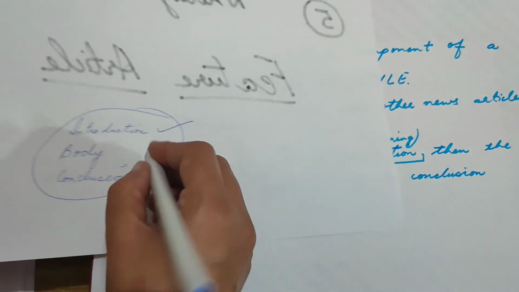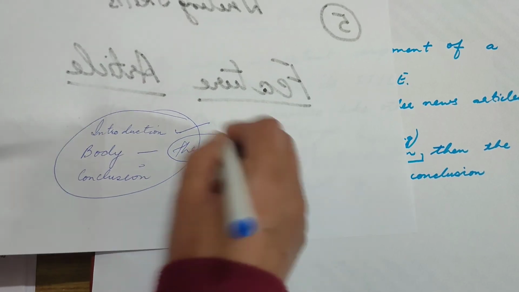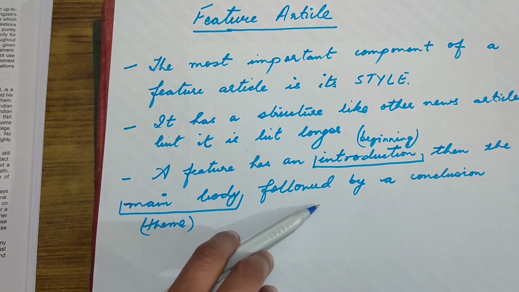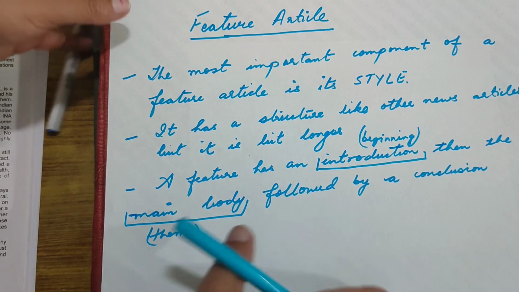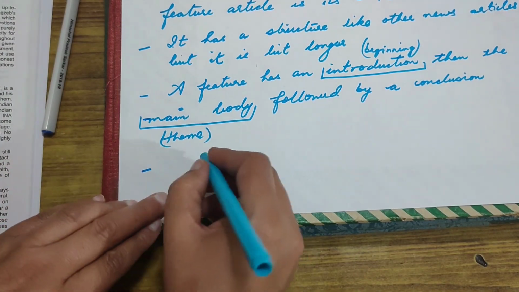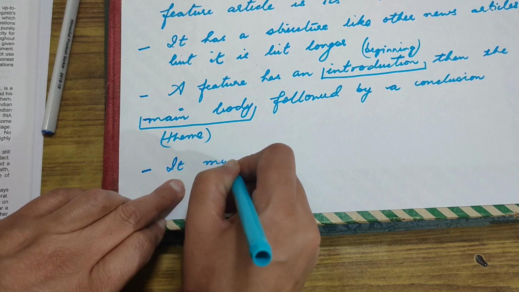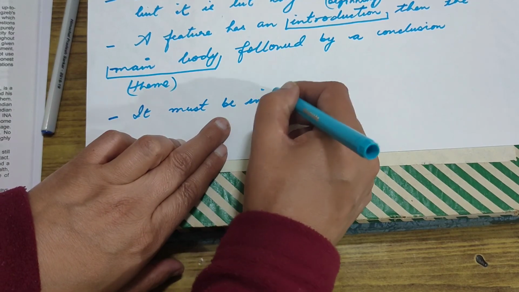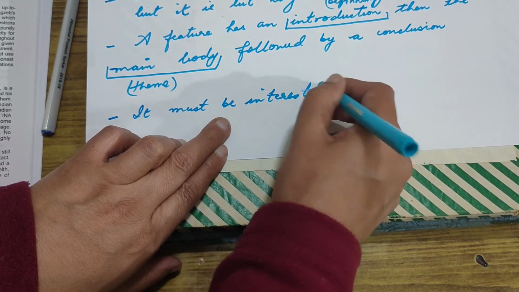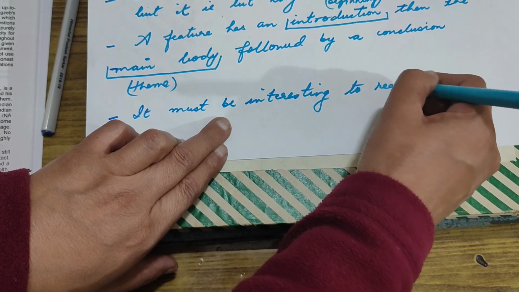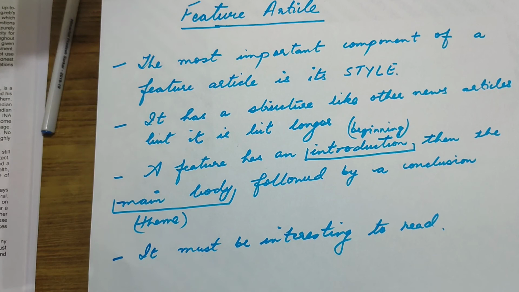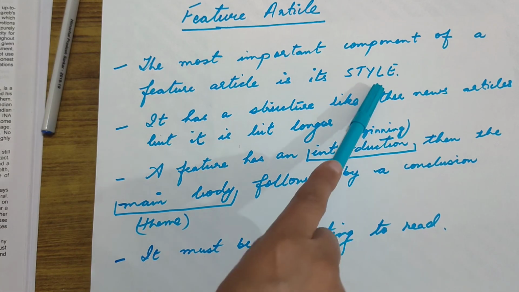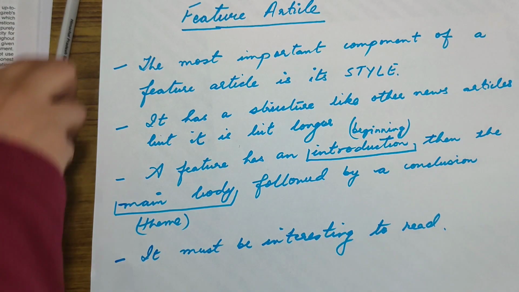and then the main body में आप अपनी थीम के ऊपर इलेबोरेट करोगे. And finally, in the end, there is a conclusion. And the most important, one more thing which I would like to add here is your feature article must be interesting to read, और वो interesting to read तब हो जाएगा, automatically हो जाएगा when it is written with a good, nice, interesting, appealing style. ठीक है? That is what you have to remember.